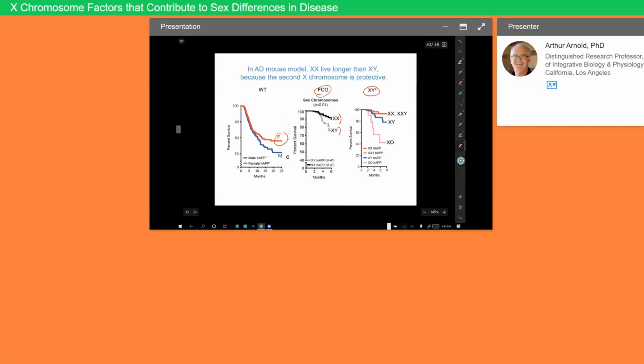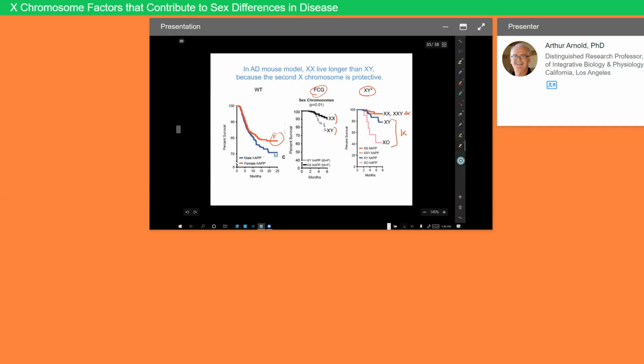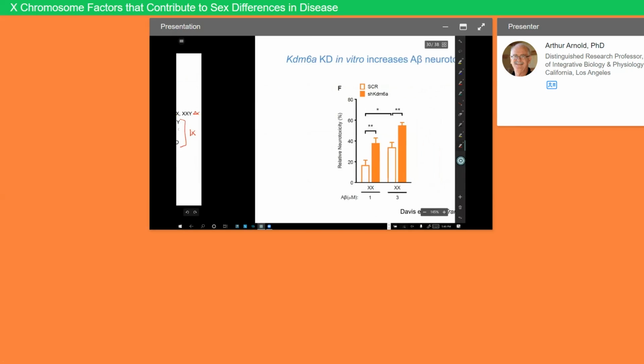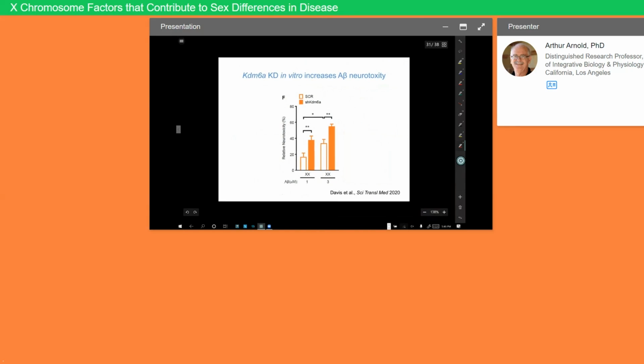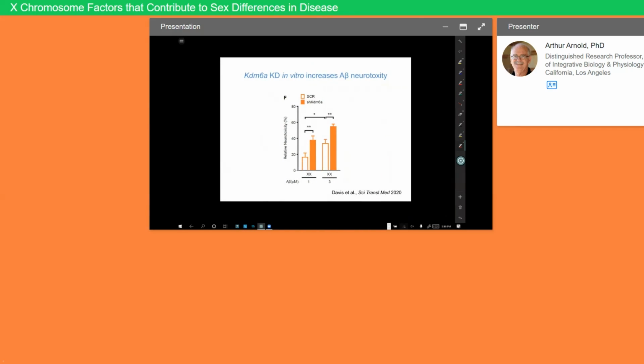And in the XY star model, where you're independently manipulating the number of X and Y chromosomes, animals with two X chromosomes, either XX or XXY, do better than animals with one X chromosome, showing that it's an X dosage effect. They then manipulated, again, the KDM6A gene, which escapes X inactivation and is expressed higher in XX than XY.